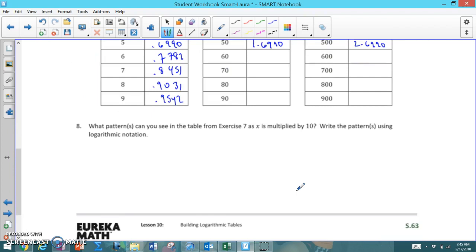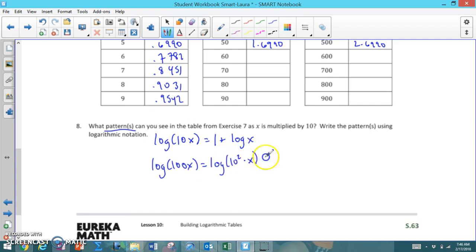And so this was supposed to lead us to see this pattern and to be able to come up with some conjectures. And what we saw is that when we tried to find the log of 10x, it was 1 plus the log of x. So this is how we would write out what we just found in logs. And when we had log of 100x, or that's the same as log of 10 squared times x, we said it's going to be 2 plus the log of x.